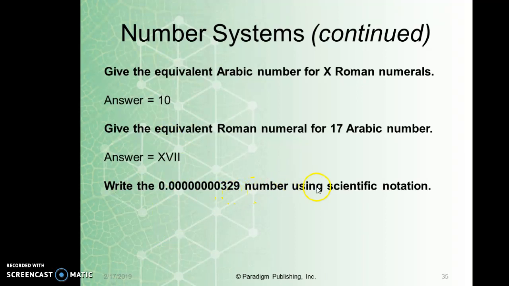The last one says write the number 0.000329 using scientific notation. So we're going to count our number of decimal spaces. 1, 2, 3, 4, 5, 6, 7, 8, 9. So we move our decimal 9 places to the right. Again, since it's to the right, that means it's going to be a negative exponent. So now we write our number as 3.29 times 10 to the negative 9.